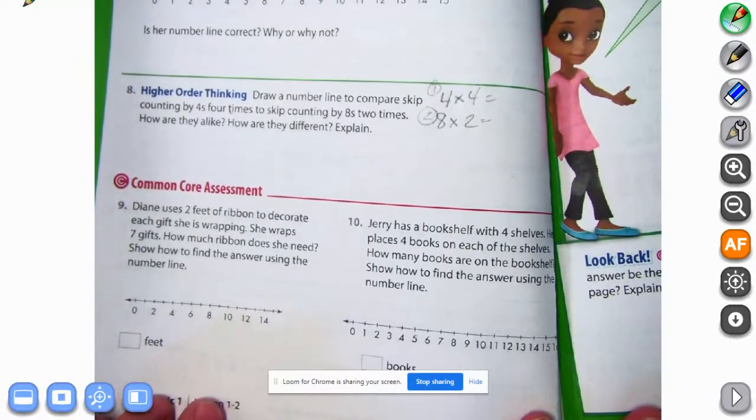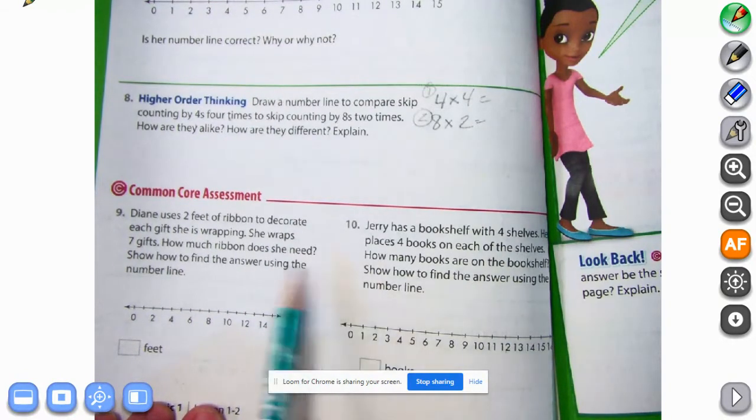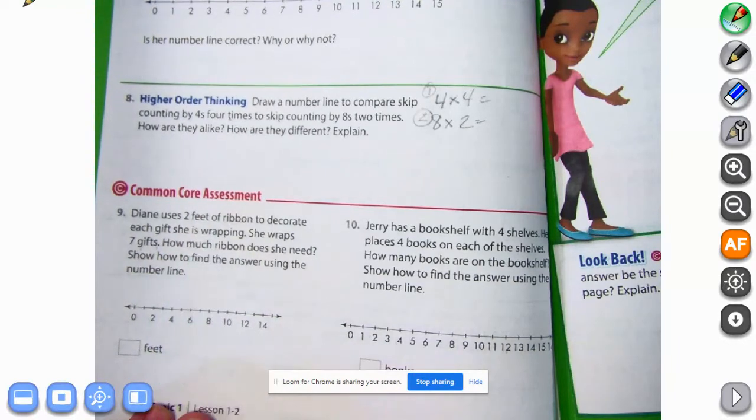Number 9, Diane uses 2 feet of ribbon to decorate each package she is wrapping. She wraps 7 gifts. How much ribbon does she need? Show how to find the answer using the number line. So she's going to be doing 7 packages. She needs 2 feet for each package. So show on the number line how you would skip count.